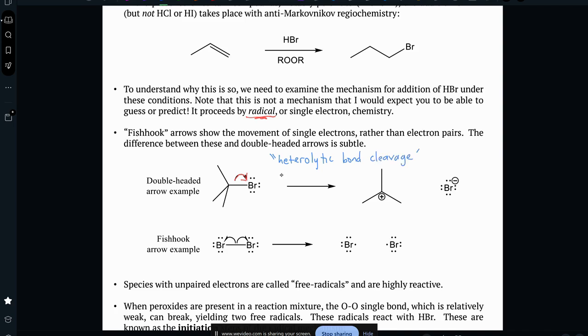The bond is breaking. Heterolytic means the two sides don't get equal numbers of electrons. So different numbers of electrons in each side. In this case, the bromine gets both electrons, the carbon gets none. That's where the hetero comes from. So different results for the two atoms.